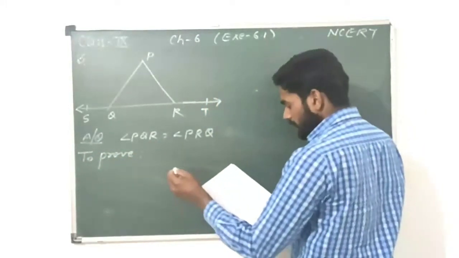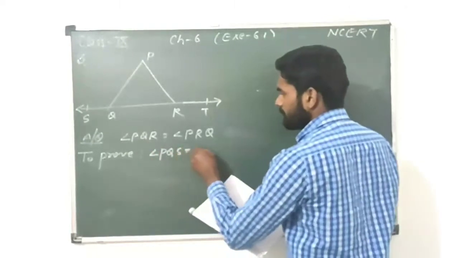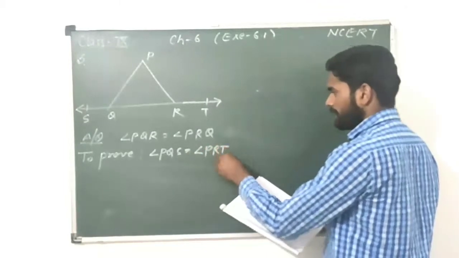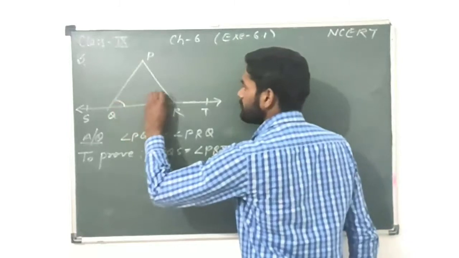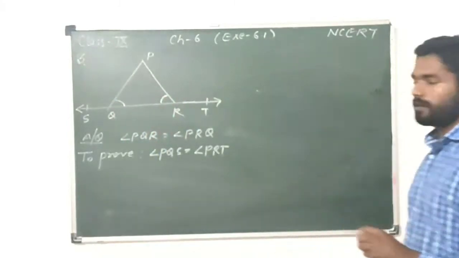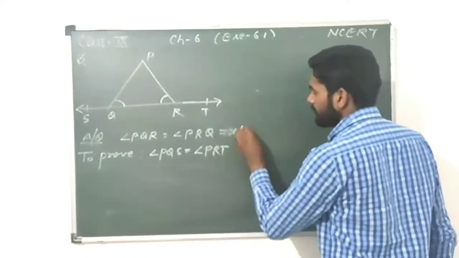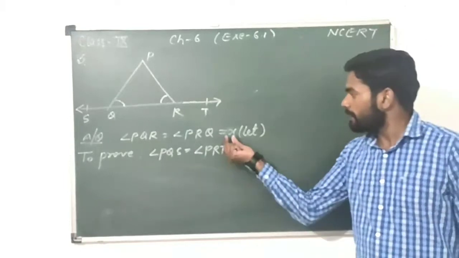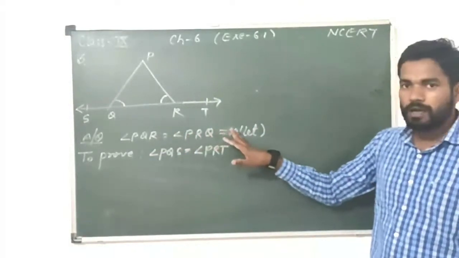what we have to prove. Angle PQS is equal to angle PRT. ये हमें प्रूव करना है. Means this angle is equal to this one. बात समझ में आ गई. अपन मान लेते हैं ये x के इक्वल है, दोनों इक्वल है तो कोई वैल्यू होगी, और अपन इसको क्या कंसीडर कर लिया, let's suppose both the angles are equal to x degree.